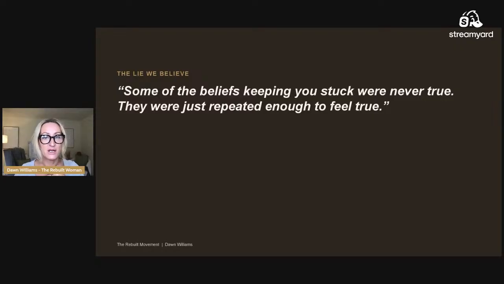Some of the beliefs keeping you stuck were never true. They were just repeated enough to feel true. I'll give you an example of this. In a previous relationship, I was very stuck in it, and very sad and very unhappy, but I was just stuck there. One of the core beliefs that I had, which was a lie that I needed to change for a truth, was the stuck point for me. The lie that I believed is that things would get better if I just hung in there, just accepted the situation and just believed that it would get better. Now, that in itself is an old belief that was keeping me stuck.